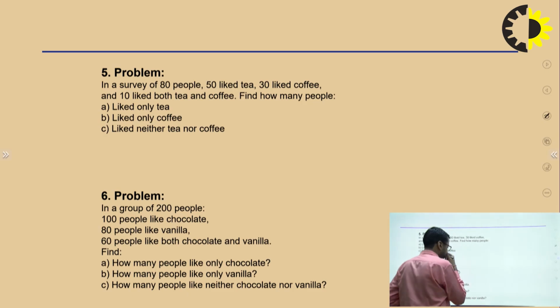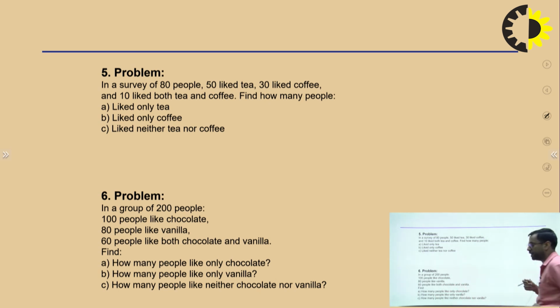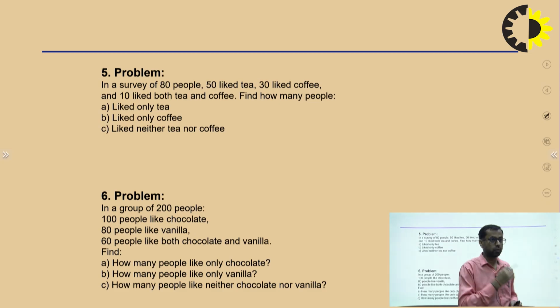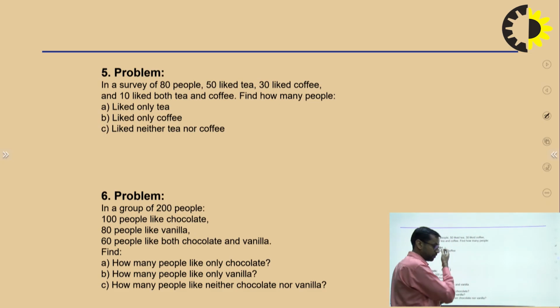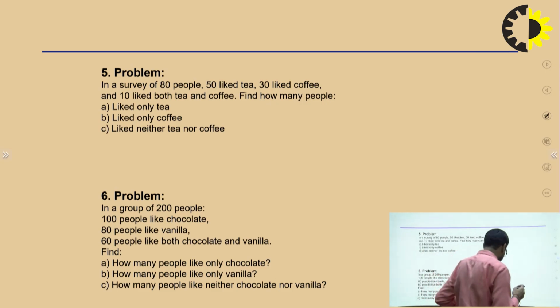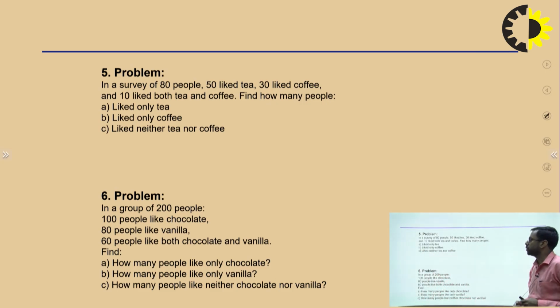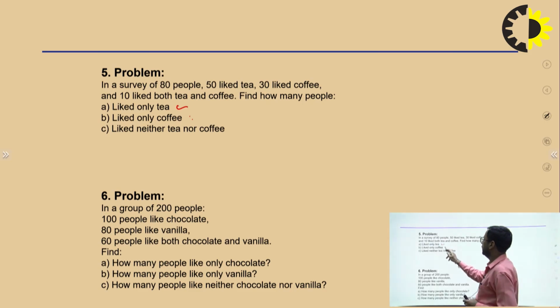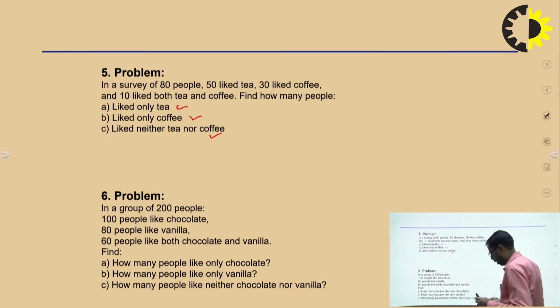Such types of questions can be solved using two methodologies. The first one is the Venn diagram, the second one is formula-based. So how will we solve it? We will try to solve this question using the Venn diagram. So what does the question say? In a survey of 80 pupils, 50 like tea, 30 like coffee, and 10 like both tea and coffee. Find out how many people like only tea, like only coffee, and like neither tea nor coffee. So how will we solve it? Firstly, we will prepare the Venn diagram.